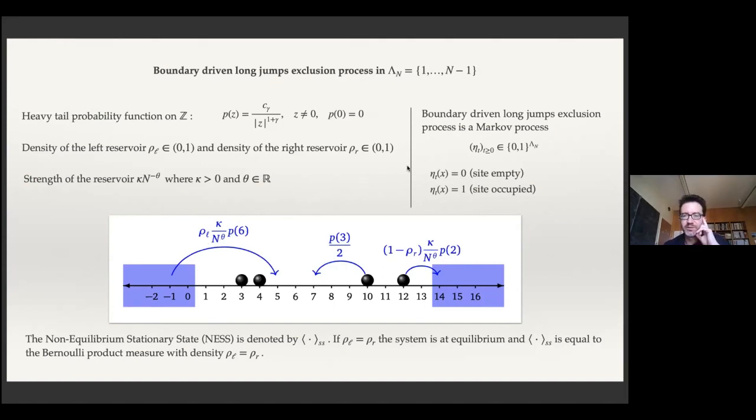And so we have a Markov process here with state space given by {0,1} to the power Lambda n, because the reservoirs are outside of the system, they are just reservoirs. And so eta_t(x) is equal to 0 if the site x is empty, and eta_t(x) is equal to 1 if the site is occupied. Okay, so I think that everybody here knows the exclusion process, and the only difference is that we now have long jumps, and the jumps can be very heavy-tailed so that you don't have the variance of p being finite.